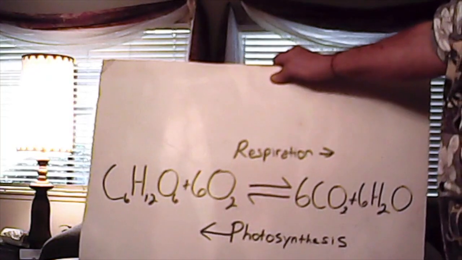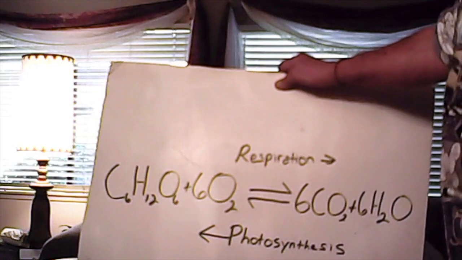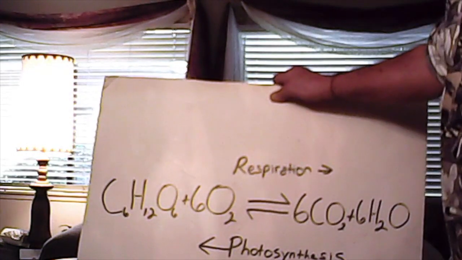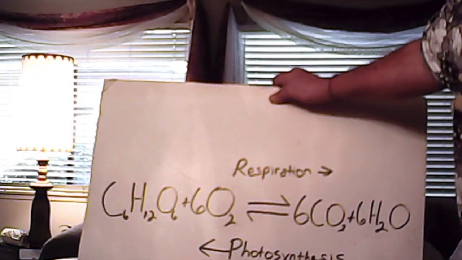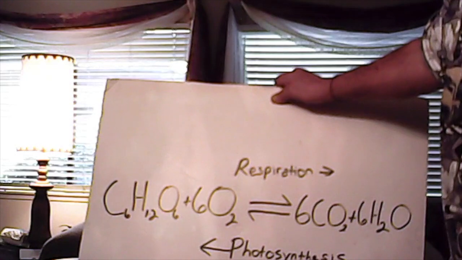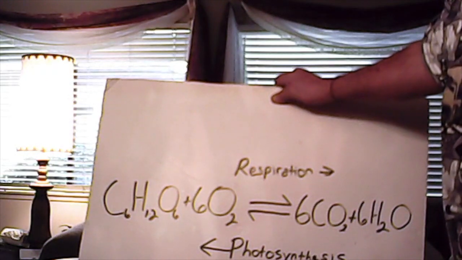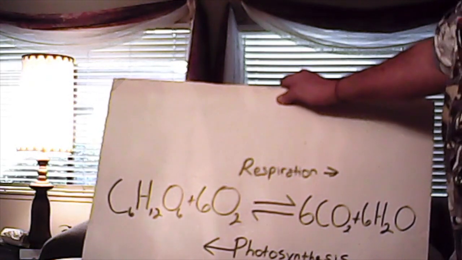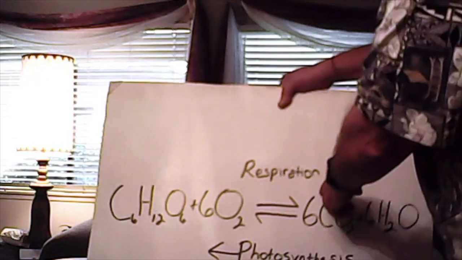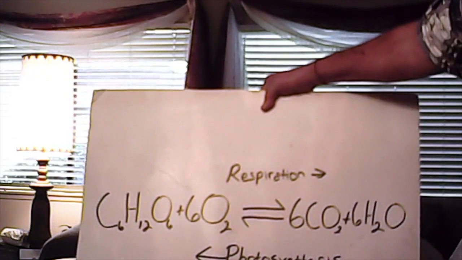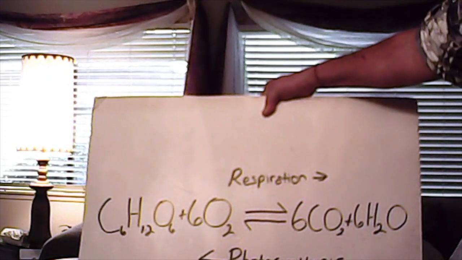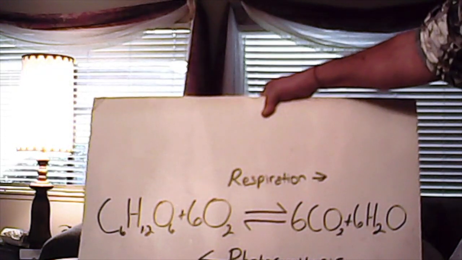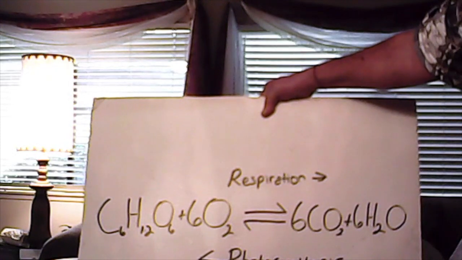Okay, so here's the formula I was talking about. We take in sugar, C6H12O6, and we breathe in oxygen, 6 O2s. For every 6 O2s and 1 molecule of sugar, we respire and produce 6 carbon dioxides and 6 waters. That's why there's steam on our breath when we exhale on a mirror or on a piece of glass.